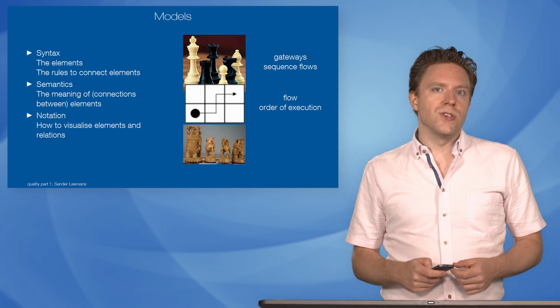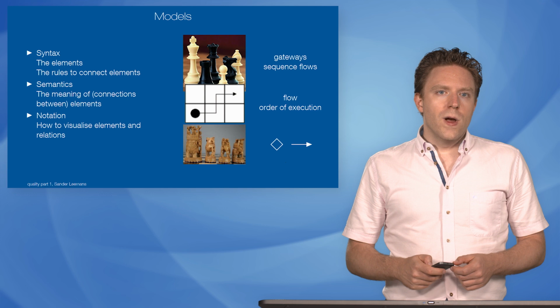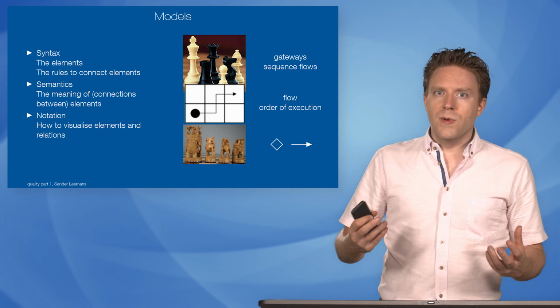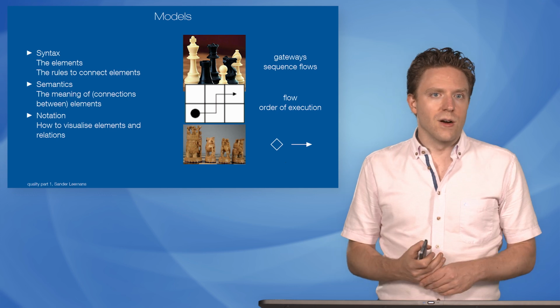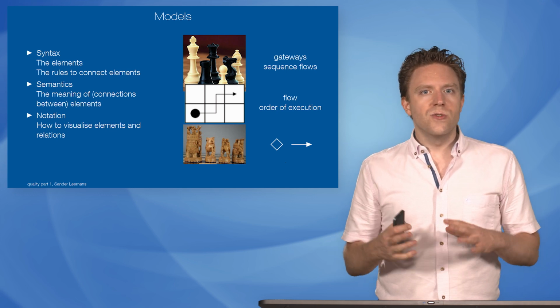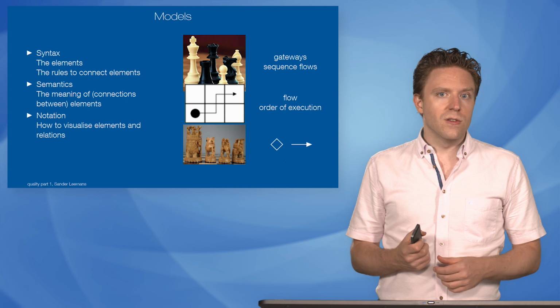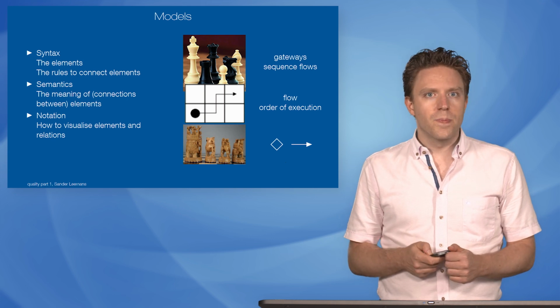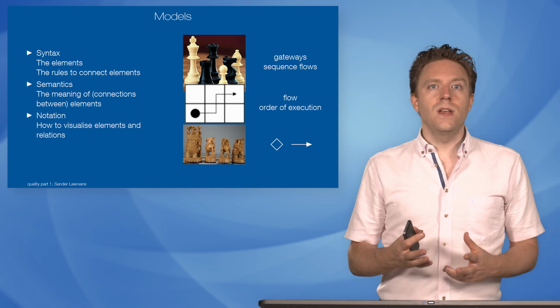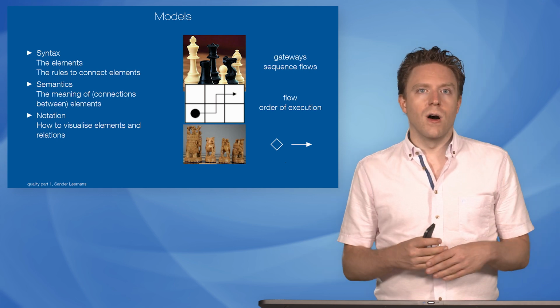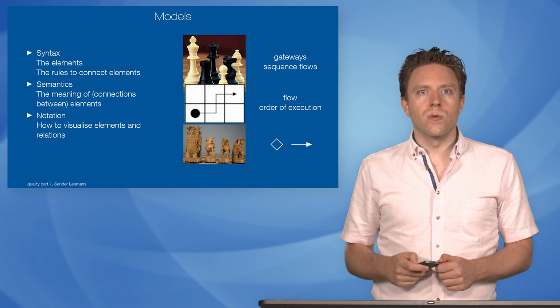Then we have notation, where these elements that we had, gateways and sequence flows, have a particular way of writing them down. So for the gateways, we use these little diamond shapes, and for sequence flows, we use these arrows. These are the 3 ingredients that we need in order to talk about models, and hence model quality.